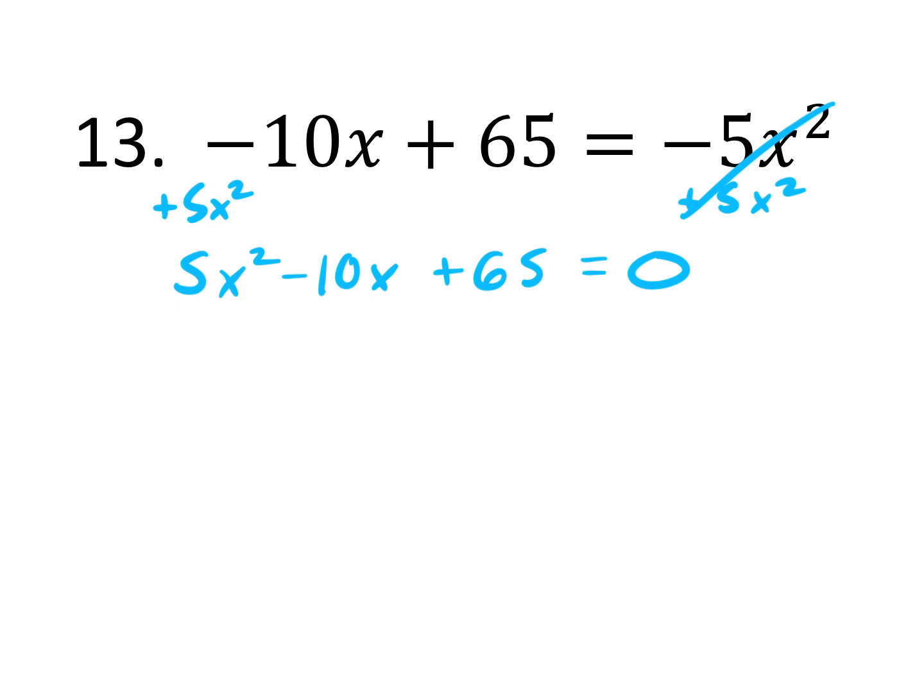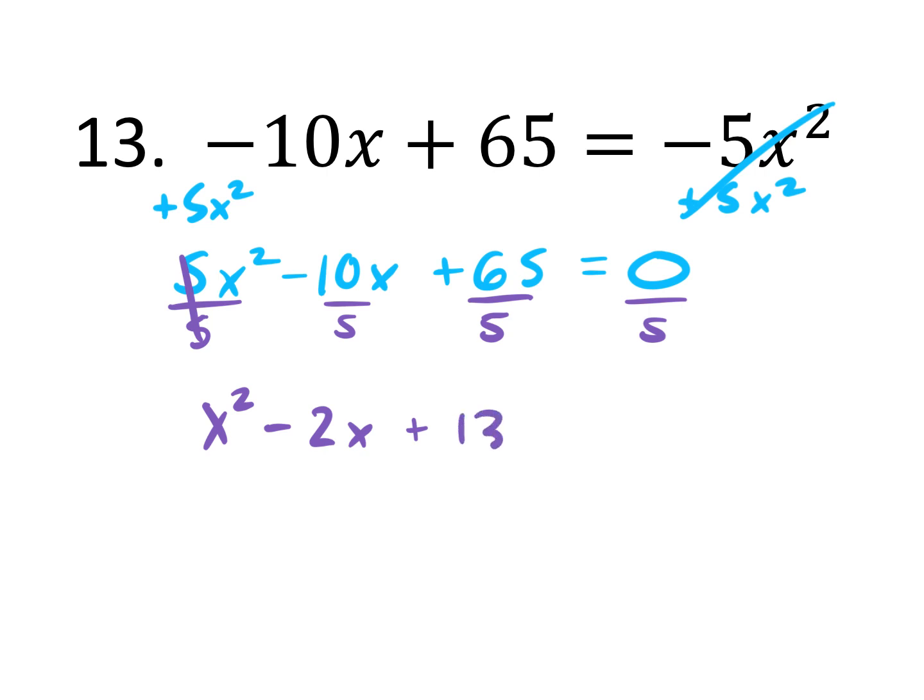What would we do next? Take out the GCF. What's our GCF? 5. If my GCF is just a number, can I get rid of it? Yes. You can divide 0 by 5, it goes away. So we have x squared minus 2x plus 13 equals 0.